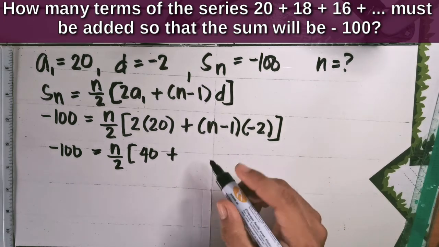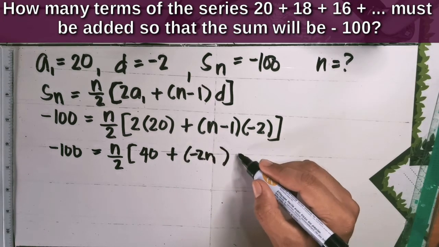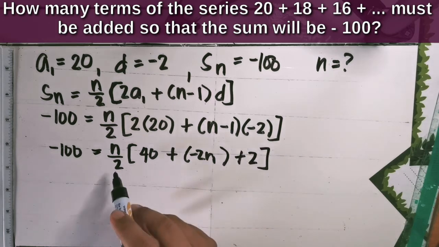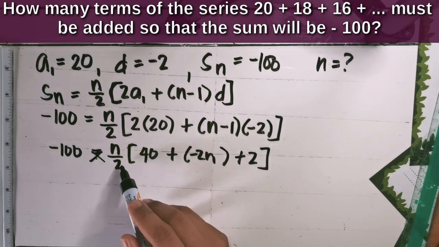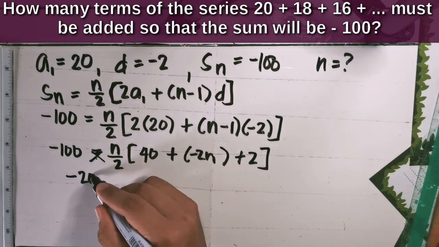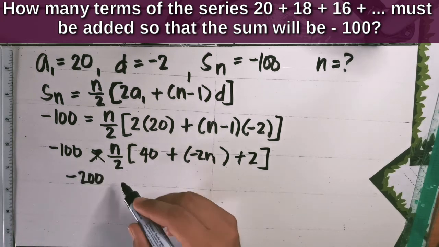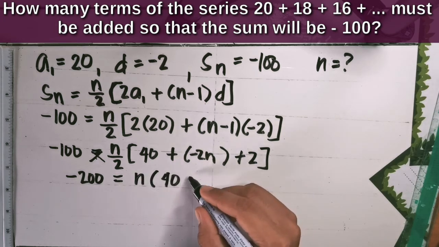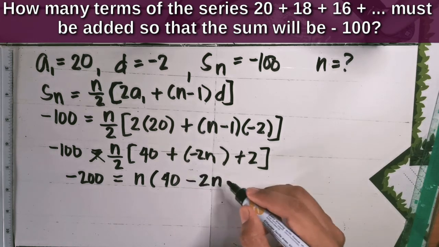multiply. So that is negative 2 times n is negative 2n. Negative 2 times negative 1, that is positive 2. Let's cross multiply. Since we have here the denominator 2, let's multiply. 2 times negative 100 is negative 200. We all know that the denominator of negative 100 is 1, so 1 times this is n. So that is equal to n times 40 plus, minus rather, so that is minus 2n plus 2.